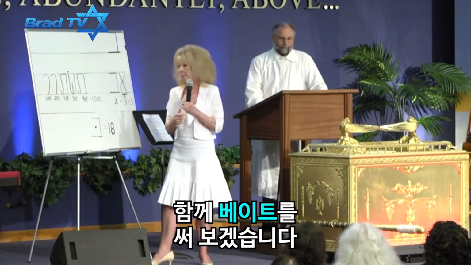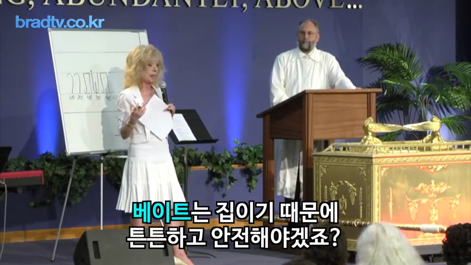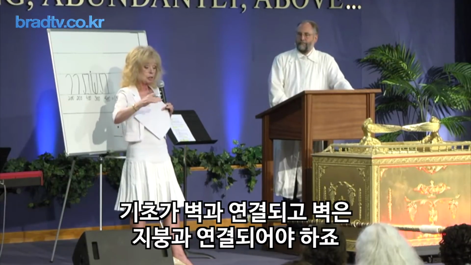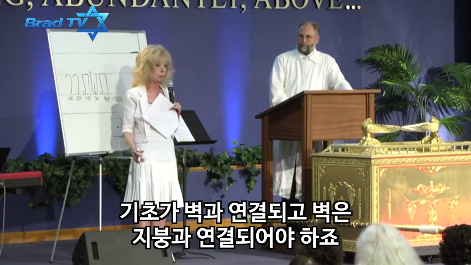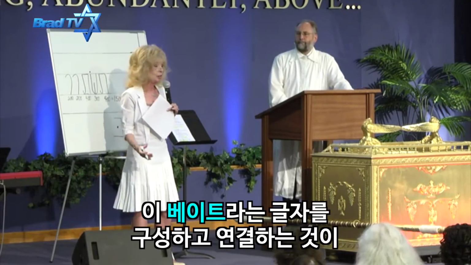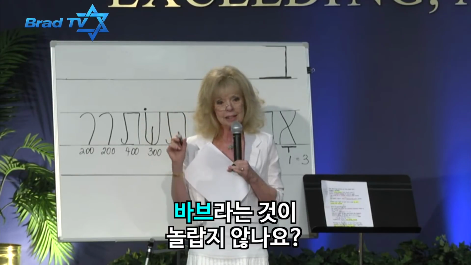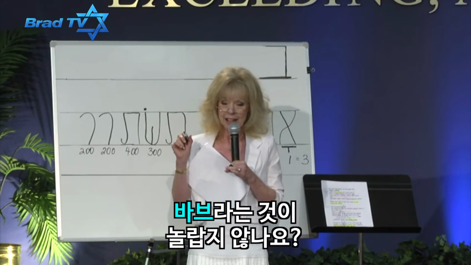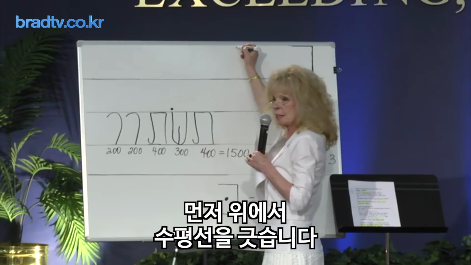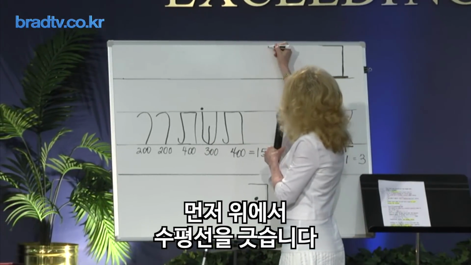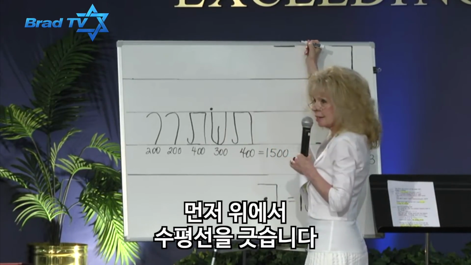And so with all those ideas in mind, let's pick up our pencils and begin to write this letter Beit. Now, Beit is a house or a tent, and we want that house to be solid and secure. So the foundation has to be connected to the walls, and the walls have to be connected to the roof, or it's going to fall down, right? Isn't it amazing that the letter that forms this letter Beit is the letter Vav, which is a connecting letter? Okay, so let's do it. We're going to begin with the first line, which will begin at the top, and you're going to do a horizontal line across like that.